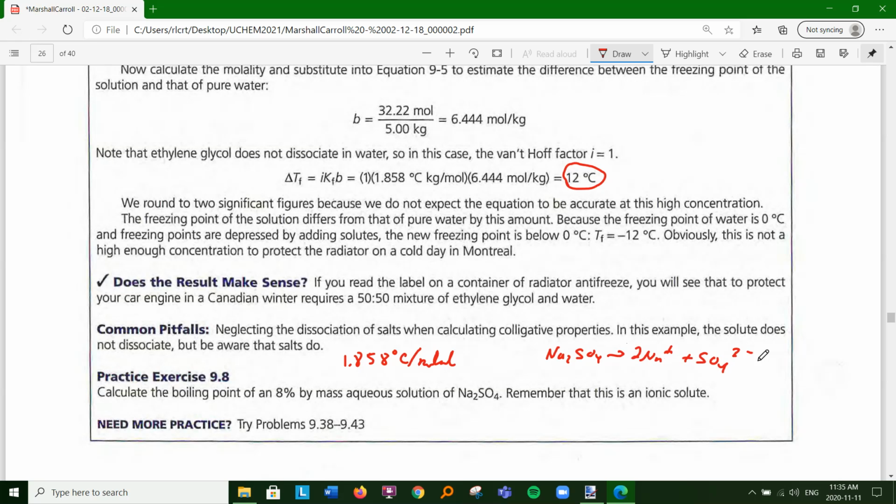Excuse me. Don't worry, I was wearing my mask. 2Na plus, SO4 2 minus. So my I is going to equal 3. Boy, if I'm using the screencast 5 years from now, people are going to be saying, what the heck are you talking about? I equals 3. And so delta TF equals I times 3 times 1.858.